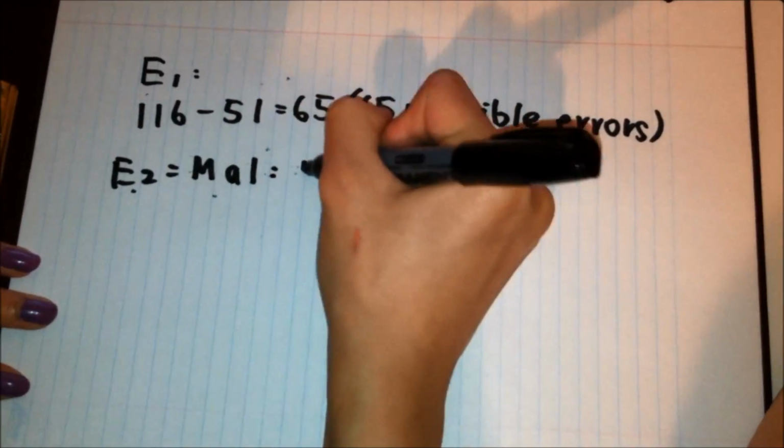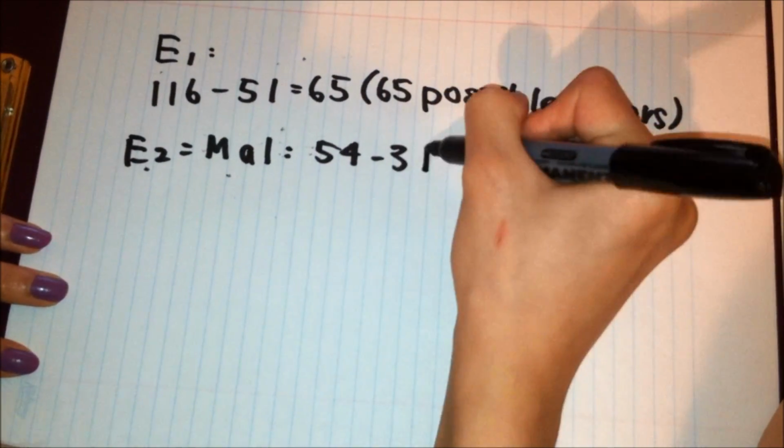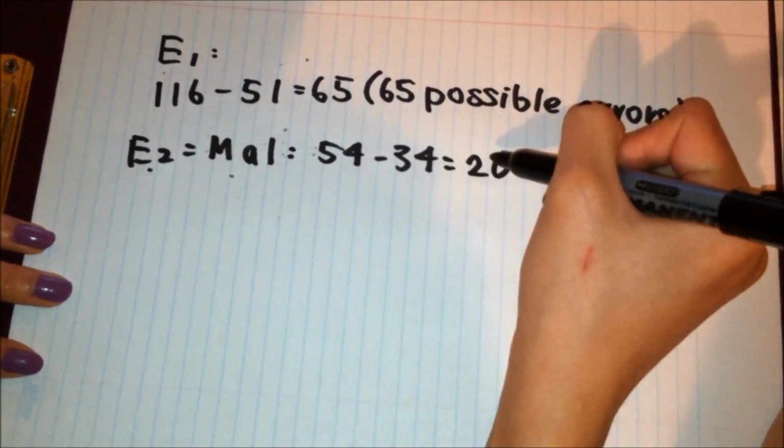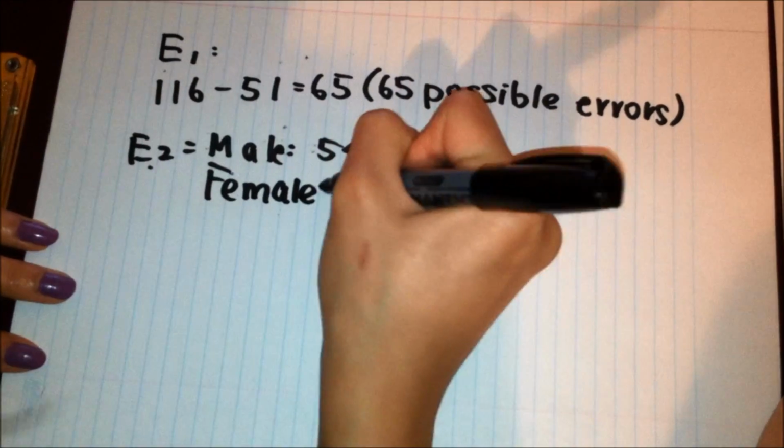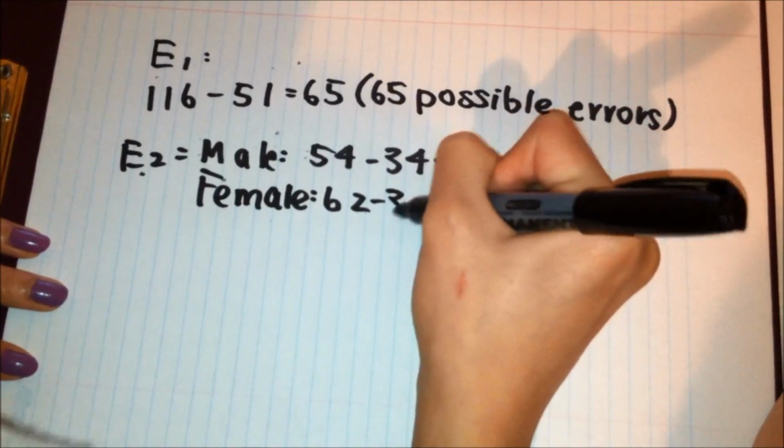To find error 1, we have to subtract the largest row total from the sample size. To find error 2, we have to subtract the largest cell frequency from the column total and then add the subtotals together.